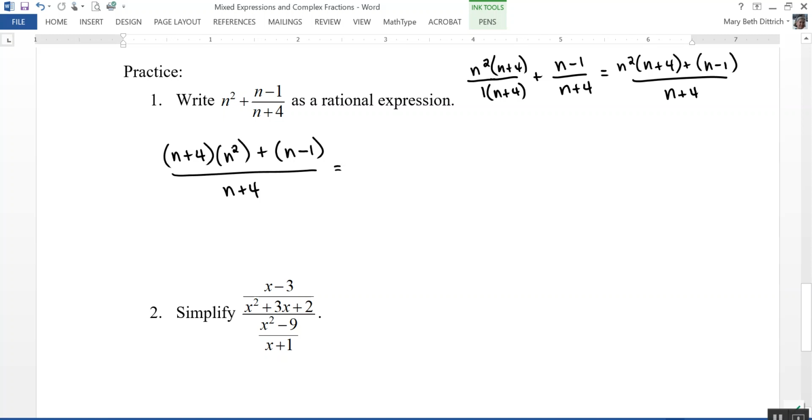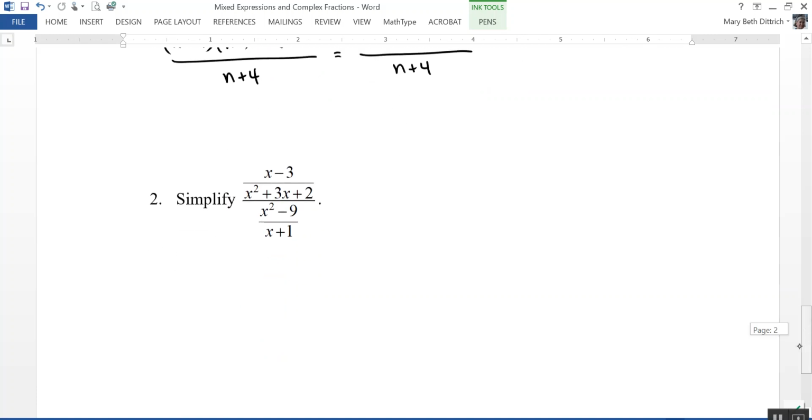So let's go ahead and clean this up a little bit. So n squared times n gives me n cubed plus 4n squared plus n minus 1 over n plus 4. And I can't factor it. I don't think I can factor the numerator, so that's what it is right there. That's our rational expression. And our last example here is a complex fraction.